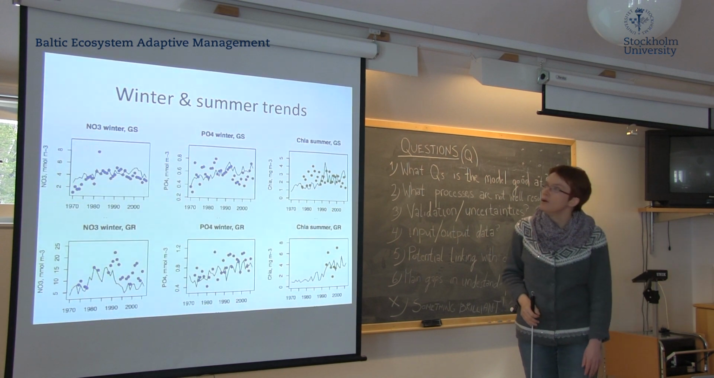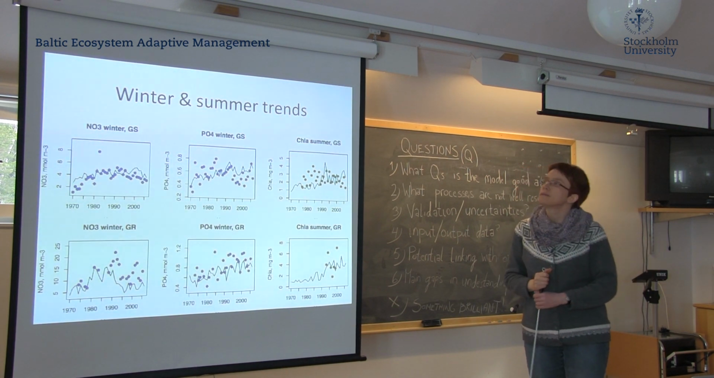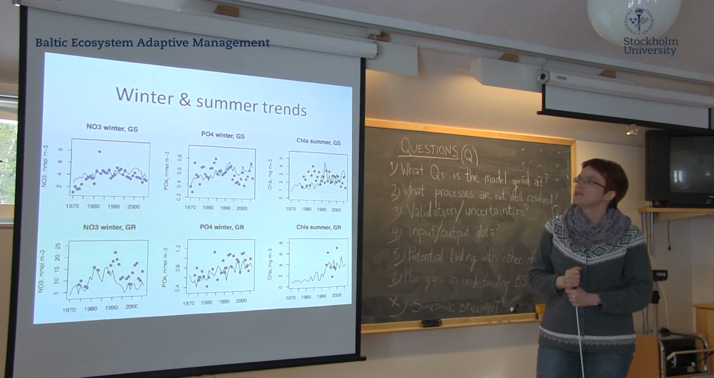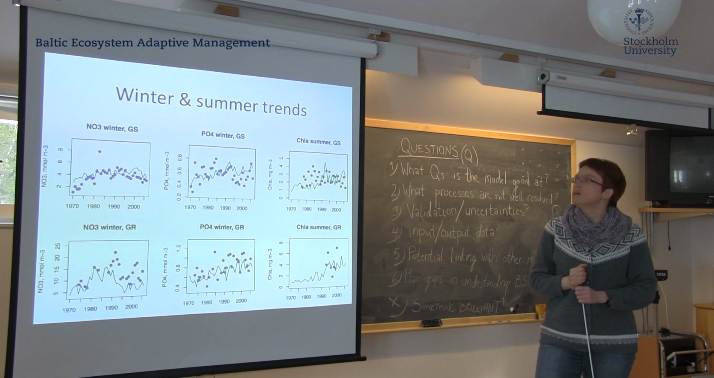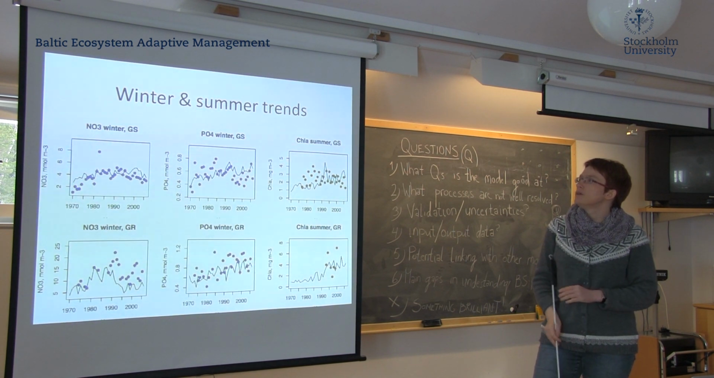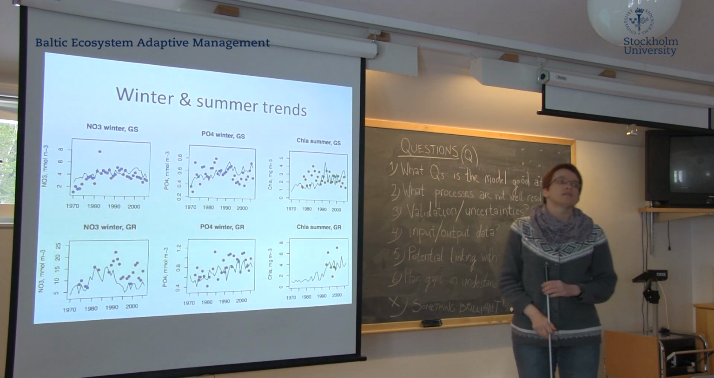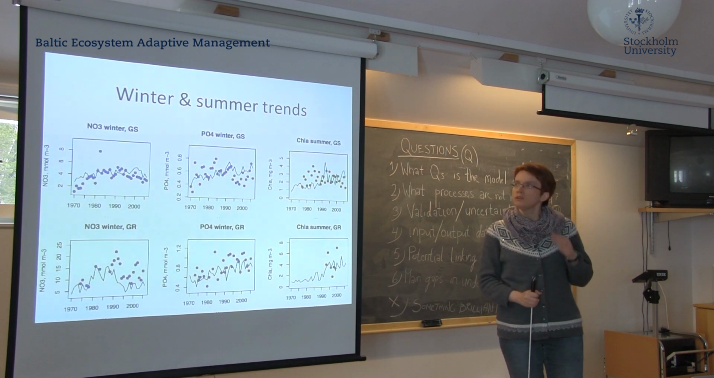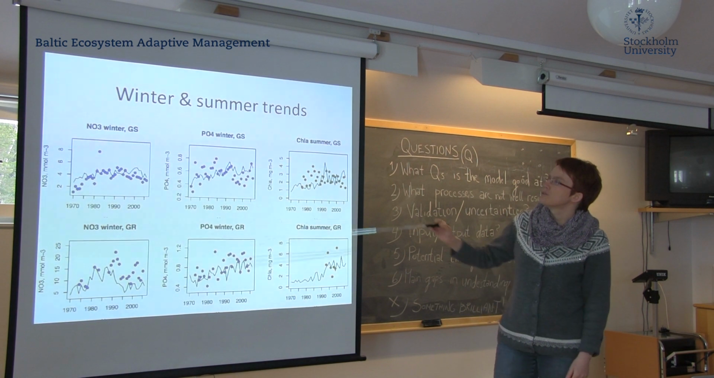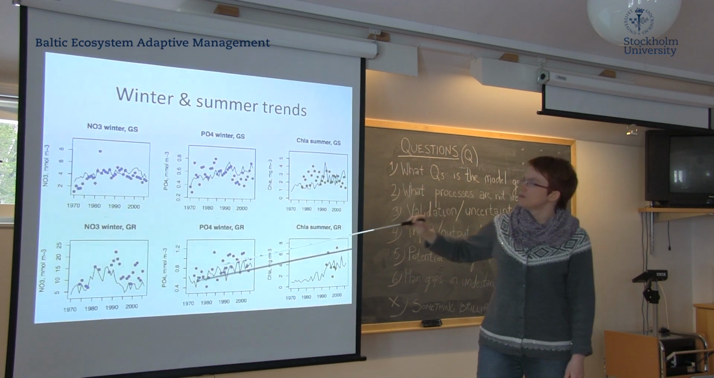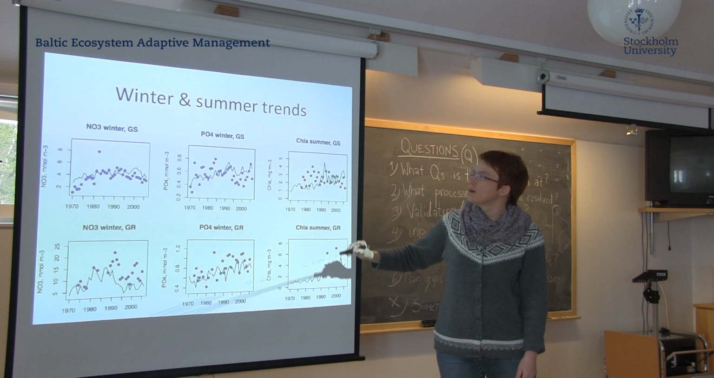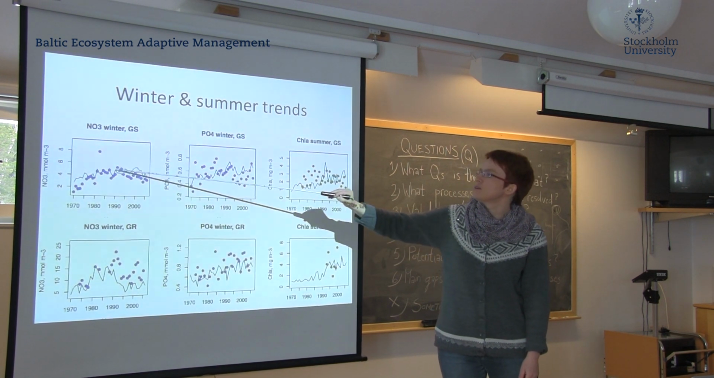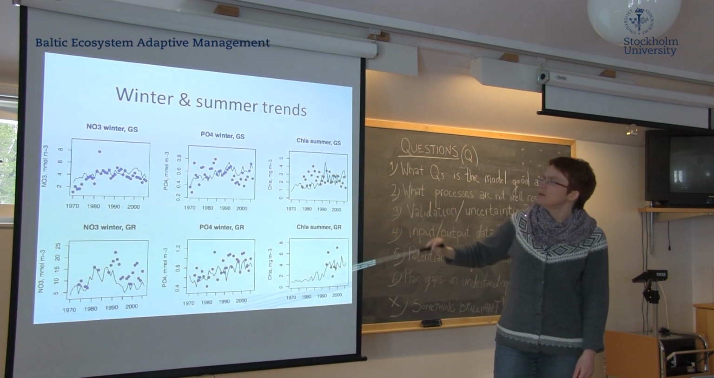But what we also try to look at is some kind of long-term trends. What we have used is winter nutrients and summer phytoplankton. The winter nutrients, for that reason, that we think that they sort of reflect the long-term dynamics of the nutrient pools in the Baltic. And this is just plots for nitrate and phosphate in the Gotland Sea, and just as an example in the Gulf of Riga. So those are the observations, and you can see that some part of the trends are captured.